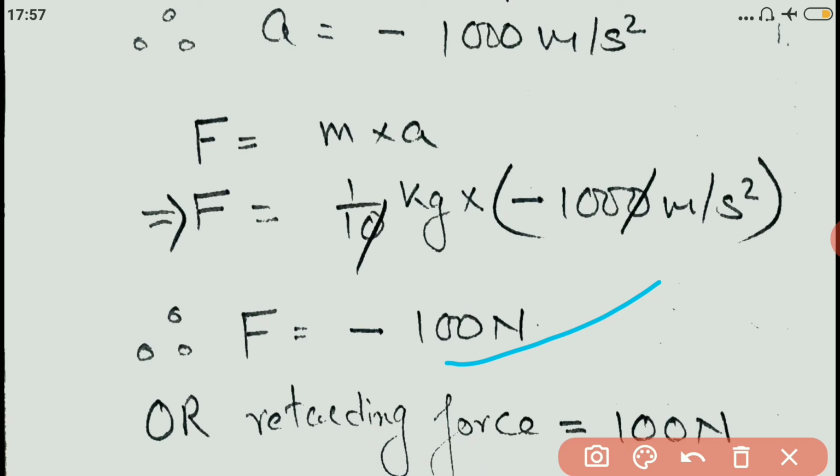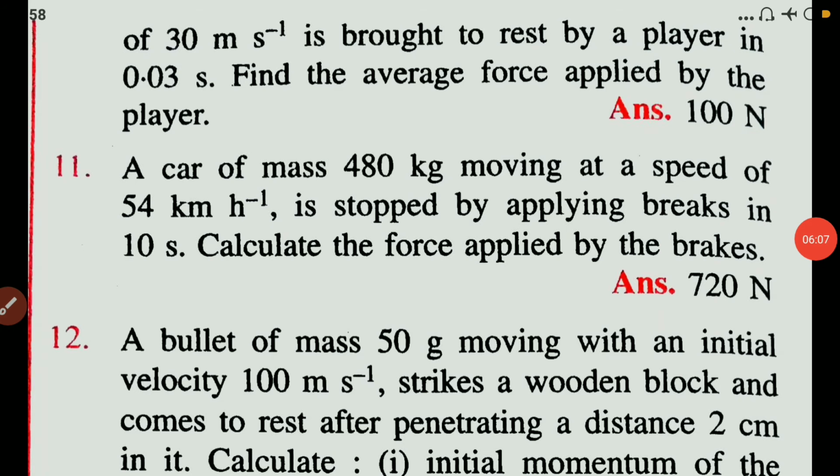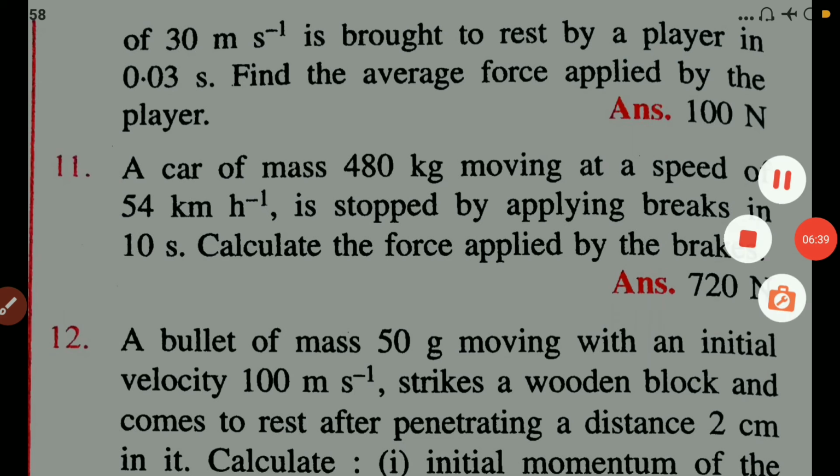Okay, let us go to question number 11. I have done half and I would like you all to continue from where I have left. Reading question number 11: a car of mass 480 kg moving at a speed of 54 km per hour is stopped by applying brakes. It's same as number 10. Initial velocity is given, the final velocity is 0, the mass is given, and time is also given. So you are supposed to calculate the force applied by the brakes. F equals m into a. Mass is given, a we have to calculate from the formula a equals v minus u upon t. So let us see. I have done half.